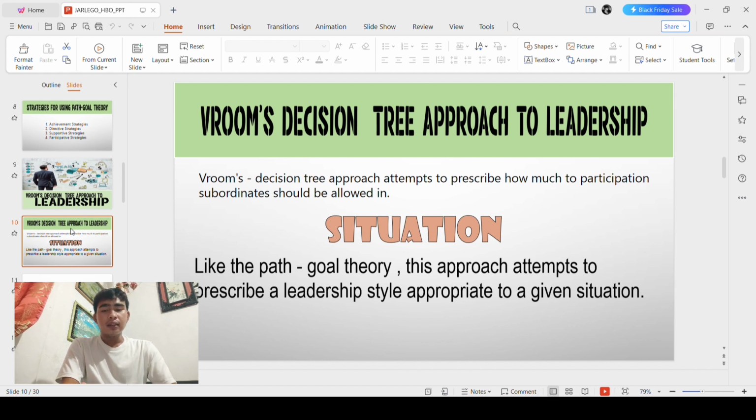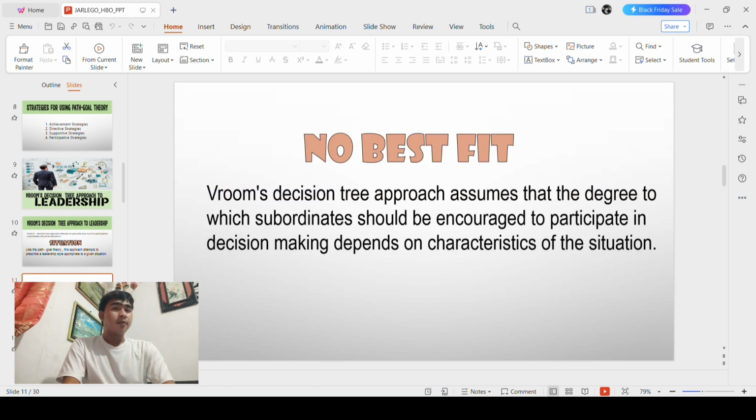So the decision tree involves a set of diagnostic questions that guide leaders to the most appropriate decision making style based on factors like the importance of the decision, the team's expertise, and the potential commitment to the decision. Like the path goal theory, this approach attempts to prescribe a leadership style appropriate to a given situation. There is no one best fit. Vroom's decision tree approach assumes that the degree to which subordinates should be encouraged to participate in decision making depends on characteristics of the situation.